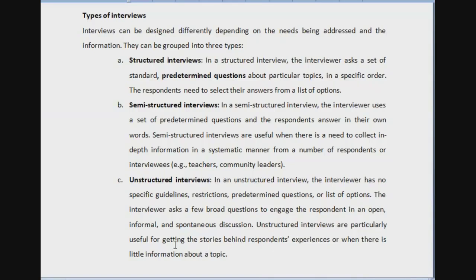So it is basically useful for getting the stories behind respondents' experience, or when there is little information about a topic, right? Maybe you have topped your exam, like from KSLU, you are the topper for the 5 years LL.B course. Okay, what I will do is I'll just go to you. I wanted to listen to your story, right? How you managed to study for all these 5 years.